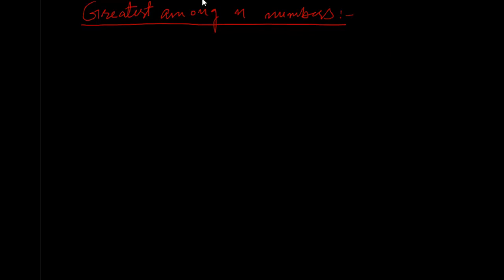Welcome back, viewers. In this tutorial, I'm going to show you how to find greatest among n numbers using flowcharts. In previous tutorials, I have shown how to find greatest among two numbers or greatest among three numbers. Now, what will we do when we have to find greatest among four, five, six, seven, eight numbers, or greatest among 100 numbers? It is not possible if I have to find greatest among 1 lakh numbers.